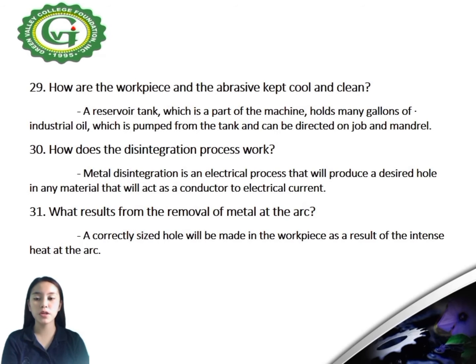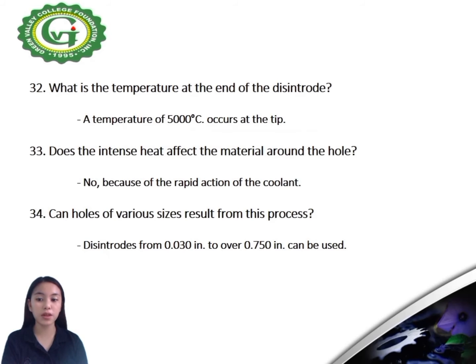How does the disintegration process work? Metal disintegration is an electrical process that will produce a desired hole in any material that will act as a conductor to electrical current. What results from the removal of metal at the arc? A correctly sized hole will be made in the workpiece as a result of intense heat at the arc. What is the temperature at the end of the disintrode? A temperature of 5,000 degrees Celsius occurs at the tip.